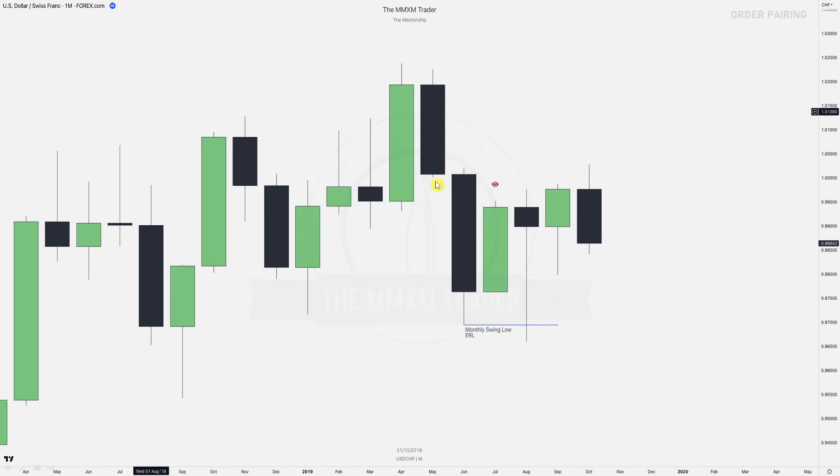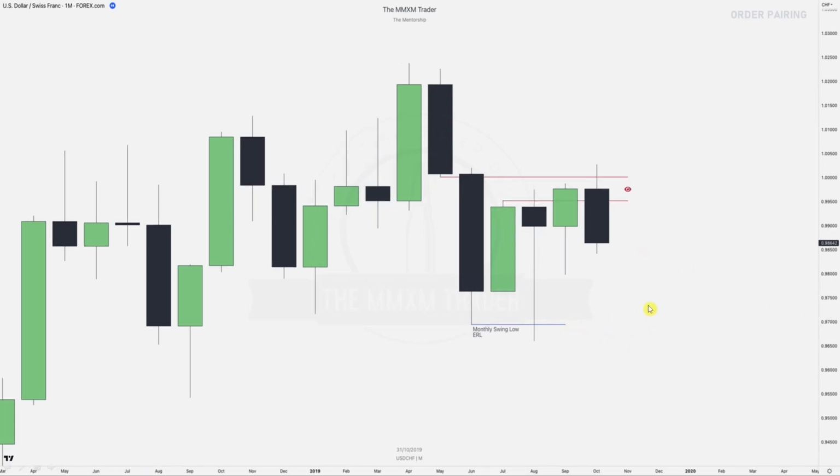We have this fair value gap over here. So after external range liquidity has been taken, we want to go to internal range over here. And eventually we fill up this whole fair value gap over here. Now, how does that order pairing look on a daily chart?